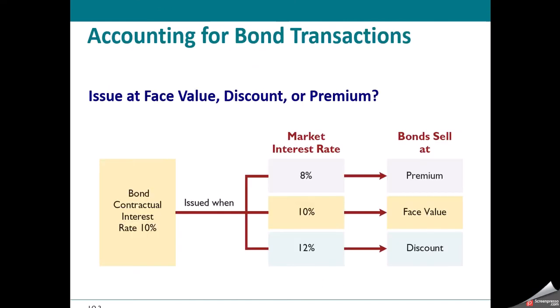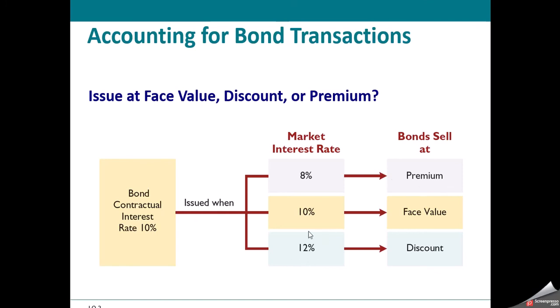Okay, so now this shows you, what if there's a change? With our bond issued at face value, it was all this pink. The bond is paying 10% interest, the market is at 10% interest, so the bonds are going to sell for $1,000. What if the market rate of interest is 8%? Well, then everybody's going to want these bonds because they pay 10%. If I have $1,000 to invest, I want to earn more, right? I want a higher rate of interest. So then the bonds are going to sell at a premium.